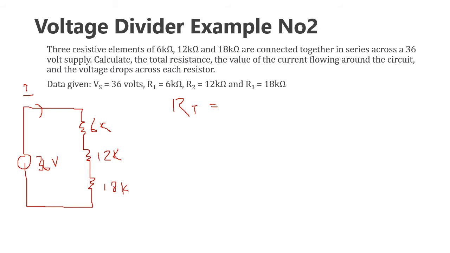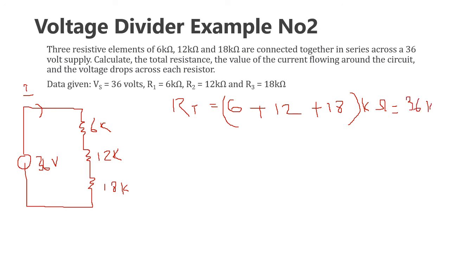Here three resistors are connected in series. Therefore the equivalent resistance RT will be equal to 6 kilo ohm plus 12 kilo ohm plus 18 kilo ohm, altogether that will be equal to 36 kilo ohm.